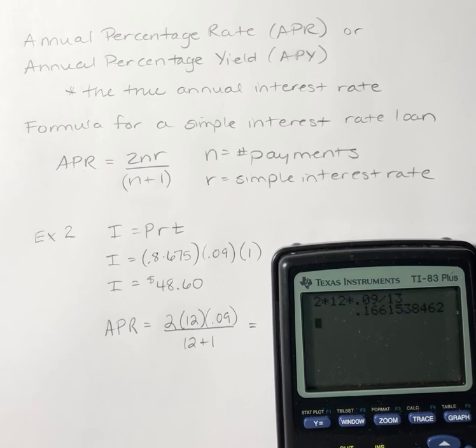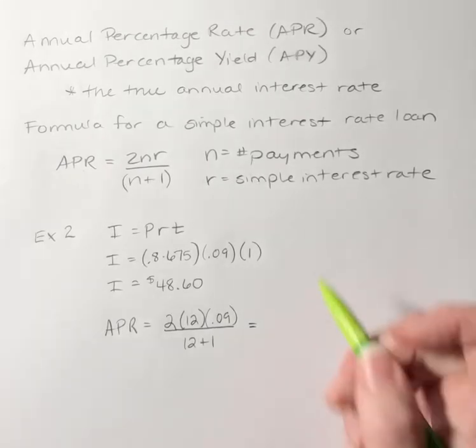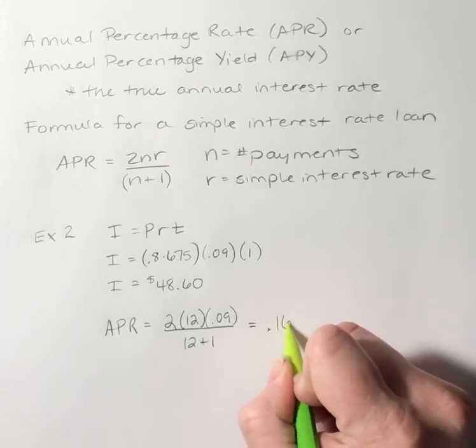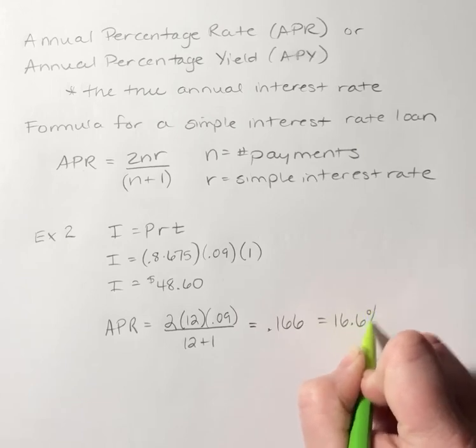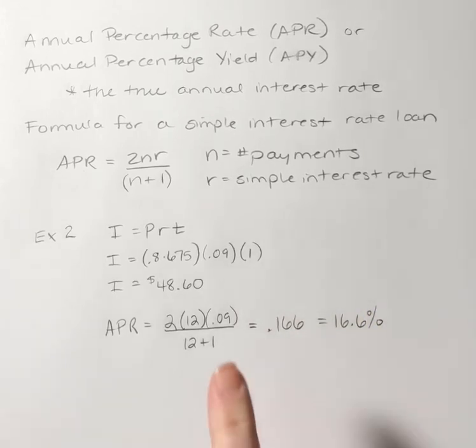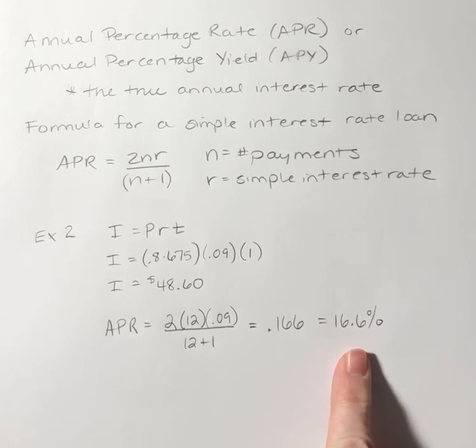And so my annual percentage rate is 16.6. Does it say to the nearest tenth of a percent? So 16.6. This is 0.166, which is 16.6%. Okay, so that's simple interest, and this is your annual percentage rate.